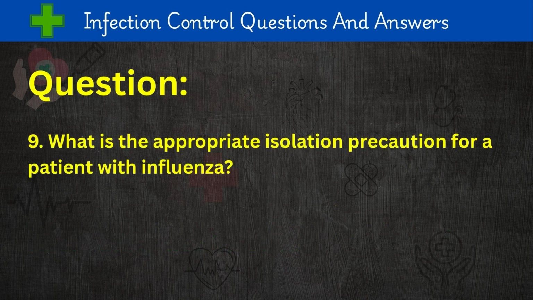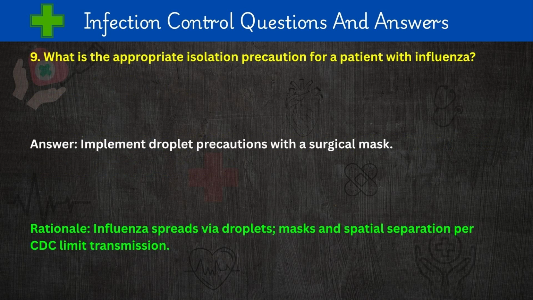9. What is the appropriate isolation precaution for a patient with influenza? Answer. Implement droplet precautions with a surgical mask. Rationale. Influenza spreads via droplets. Masks and spatial separation per CDC limit transmission.